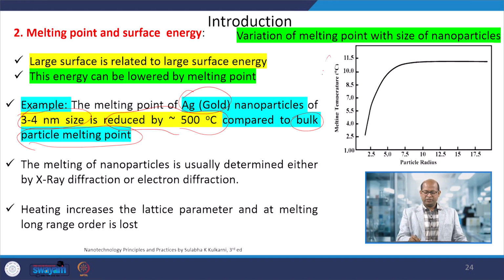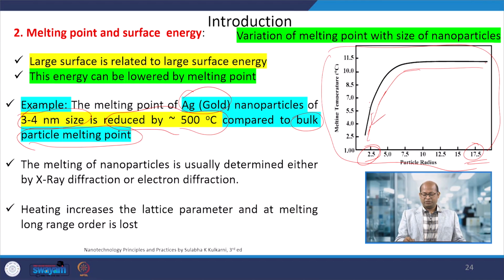So here on the right-hand side you can see the figure. Here is the particle radius: larger particle radius, and this is the smaller radius of particles. If we change the radius of the particles, the melting point remains almost similar, and after a certain point you can see the drop. When the material is in nanoform, the surface energy is high and the material tends to agglomerate, and at the same time the melting point will decrease.